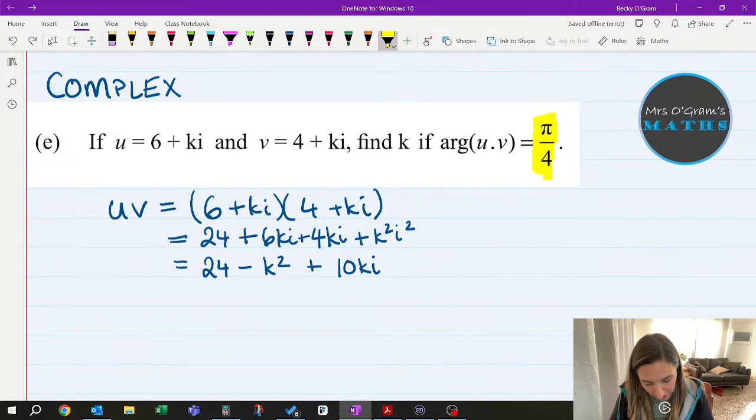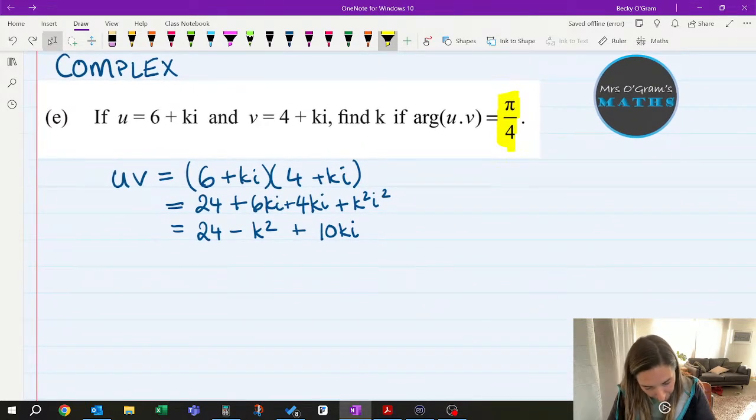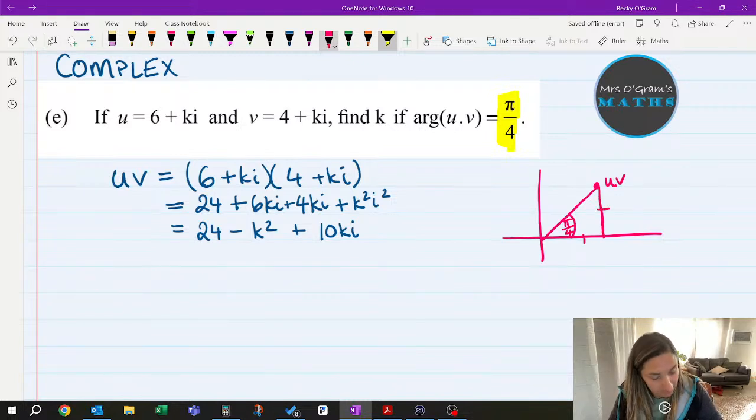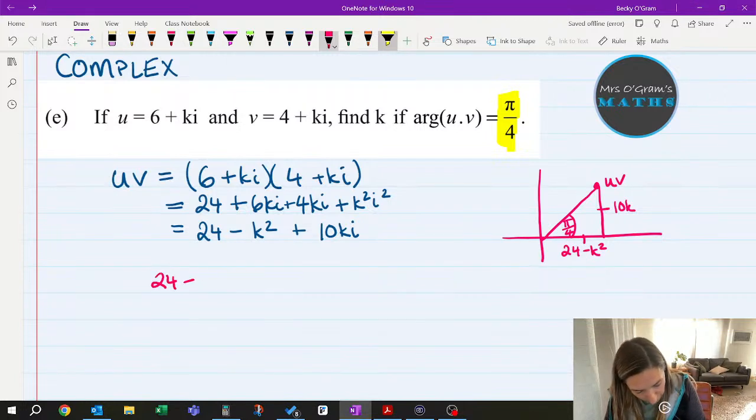Okay, so we now have u times v. Now we're told that the argument that makes will be pi by 4. So if we plot that onto an Argand diagram, we have some point out here. This will be uv. The argument that we make is pi by 4, the same as 45 degrees. So what we end up with is an isosceles triangle. The real part is 24 minus k squared, and the imaginary part is 10k in the i direction. Now, if that's an isosceles triangle, those two parts will be equal. So we have 24 minus k squared is equal to 10k.